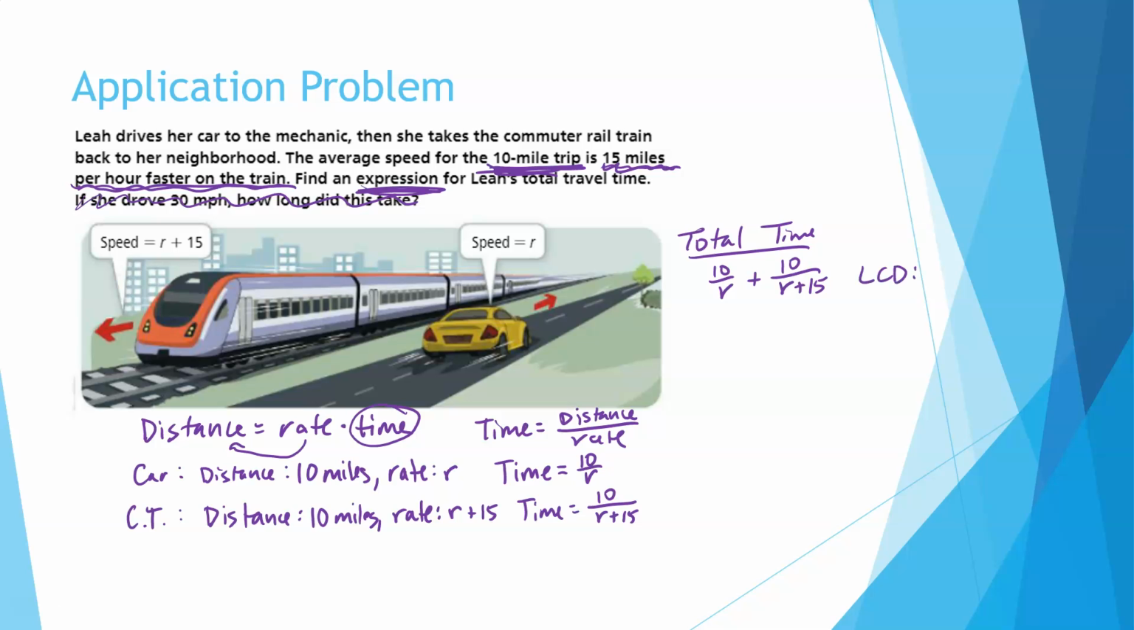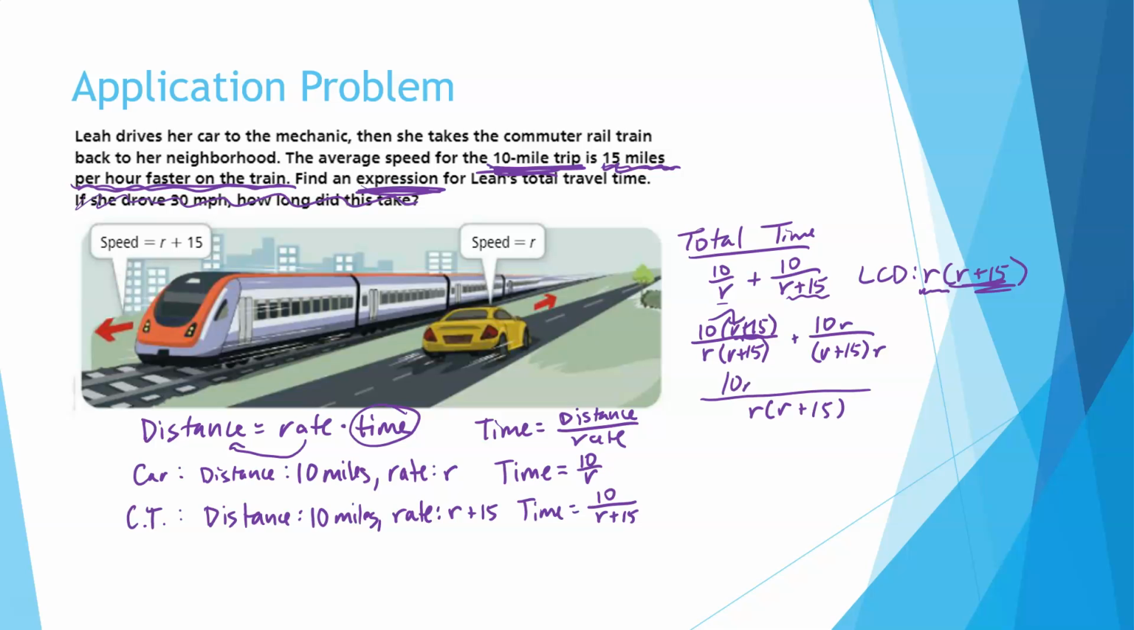So the least common denominator is r times the second one, r plus 15, which means the 10 over r, to make it have that common denominator, I need to multiply the top and bottom by r plus 15. The second fraction is 10 over r plus 15. It's missing the r, so I need to multiply the top and bottom by r. When I go to add these together, my denominator is going to be r times r plus 15.